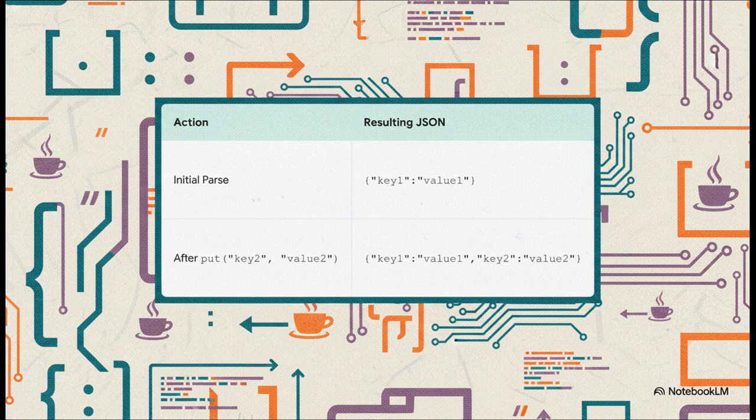Super straightforward, right? We start with our initial JSON with just key 1, we call put to add key 2, and the final JSON string has both of them. It just works, no surprises.